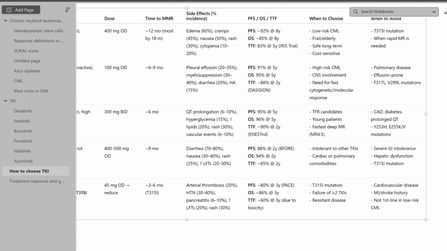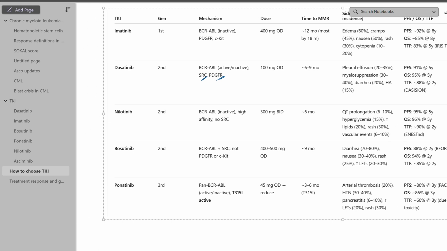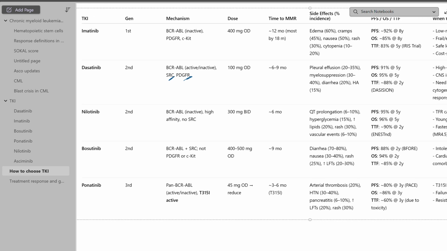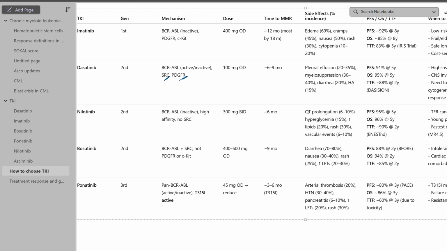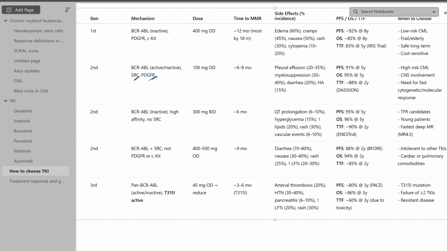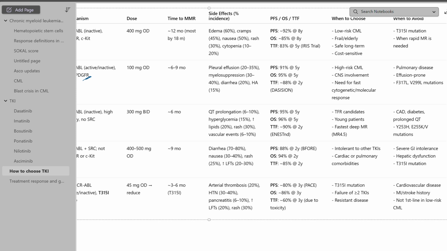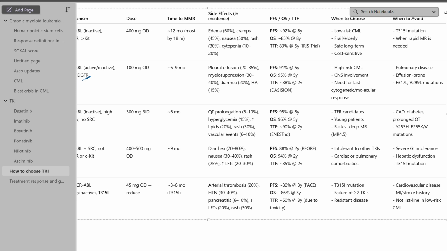Choose it in high risk CML, if there's CNS involvement. Dasatinib is the drug to go to. Nilotinib is another one which takes about 6 months to get response. It does not have an SRC activity. But nilotinib causes QT prolongation, hyperglycemia, dyslipidemia and rash.